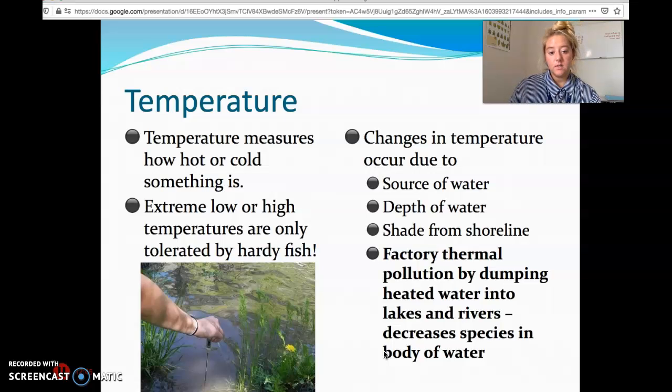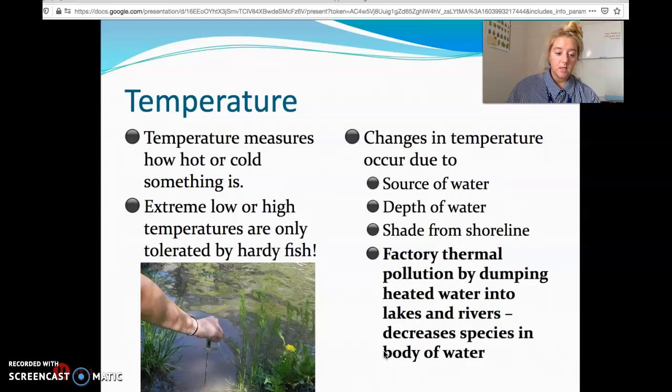Some reasons why we could have this change in temperature occur due to the source of water. So where's the water coming from? If we have an extreme drought where the water levels were to drop, that's going to cause an increase in temperature of water because more solar energy is being absorbed by the fewer water molecules.